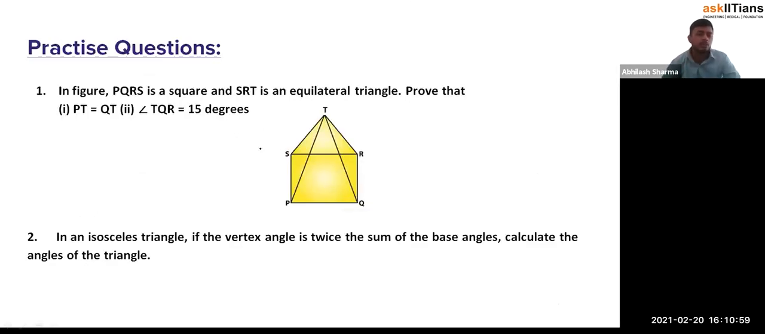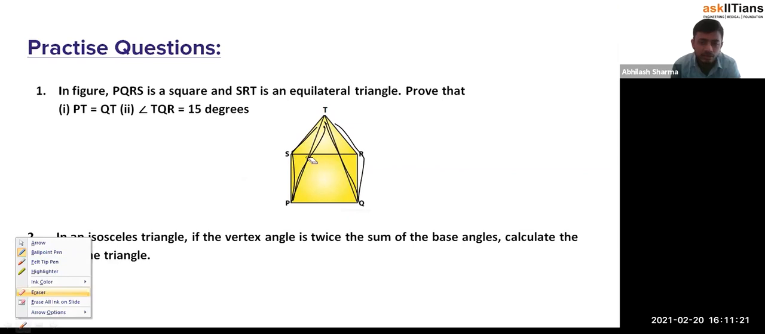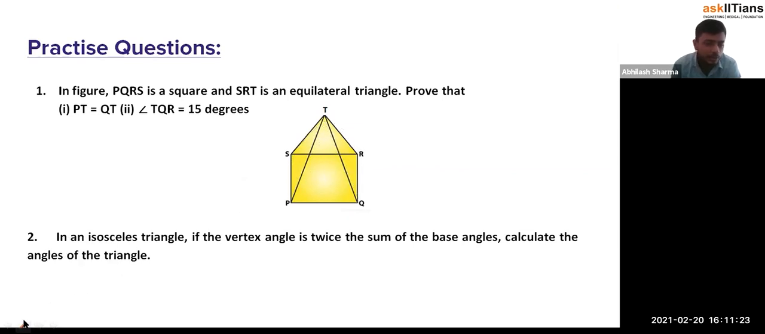Here we have a very good question. We are given that PQRS is a square and SRT is an equilateral triangle. Prove that PT equal to QT and angle TQR also we have to find. So look, it is very easy. Consider these two triangles. Okay, this triangle and this triangle we can consider, and it is so easy to see that. Okay, let me just erase this. Otherwise, it might be a little bit messy.